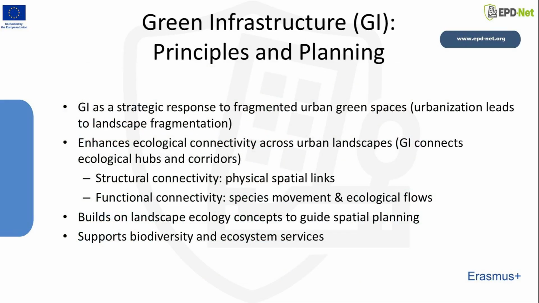Green infrastructure is based on a strategic planning approach designed to counteract fragmentation of green spaces caused most often by urbanization. Rather than viewing green areas as isolated patches, GI focuses on creating ecological networks that connect habitats across the urban matrix and the surrounding landscape. The concept is rooted in landscape ecology and uses spatial planning tools to maintain or restore ecological flows within cities and surrounding landscapes, supporting biodiversity and resilience.